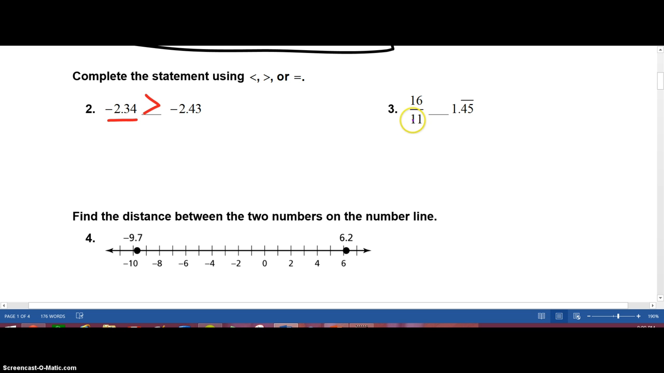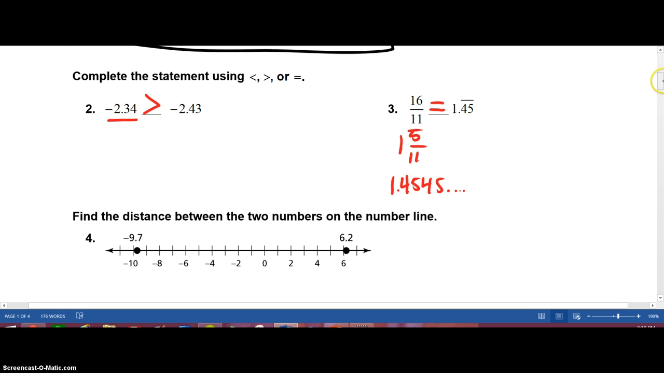Over here, number 3, we have 16/11ths, which if we changed it from an improper fraction to a mixed number, would be 1 and 5/11, and then 1 and 45/100, and that 45 repeats. So what I want to do is actually change this fraction here into a decimal. So when I divide 5 by 11, I end up getting 1.4545, and it continues on and on. So since these two are actually equivalent, we're going to put an equal sign there.